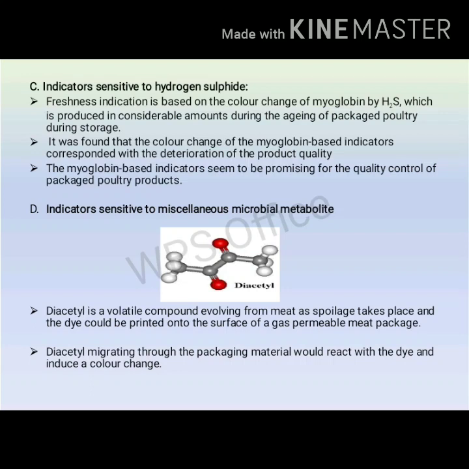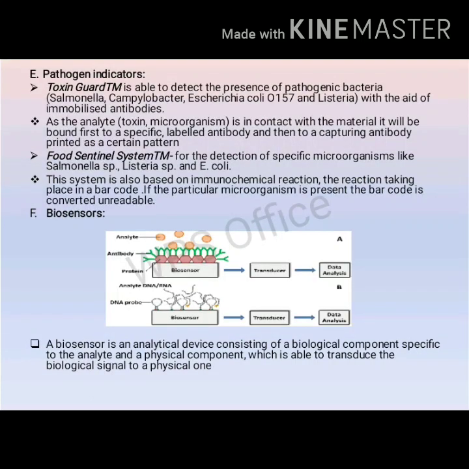Next example is indicators sensitive to miscellaneous microbial metabolites. Diacetyl is a volatile compound evolving from meat as spoilage takes place, and the dye could be printed on the surface of a gas-permeable meat package. Diacetyl migrating through the packaging material would react with the dye and induce a color change. Another example of freshness indicator includes pathogen indicators.